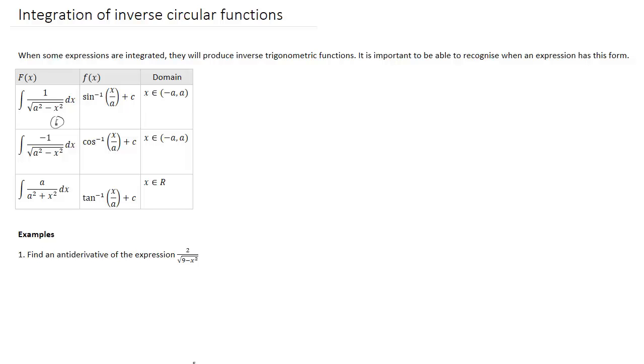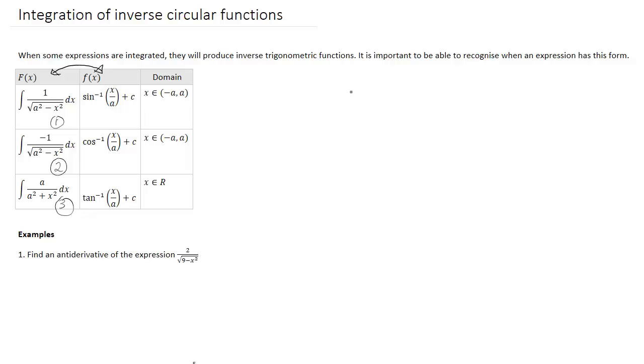So you've got this form here, and this form here. Now, if you remember back from our differentiation skills, when we differentiated sine inverse, we got that expression as the derivative. Now what we're doing is looking at how we can go from the derivative back to the original expression, because remember that we're integrating this time.